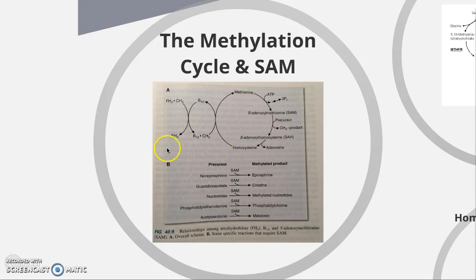So with decreased MTHFR activity, it's going to lead to decreased conversion of homocysteine to methionine and then decreased production of SAM and methylated products. These are all really important in the body, and as you can see, this genetic mutation can then affect a lot of cellular processes.